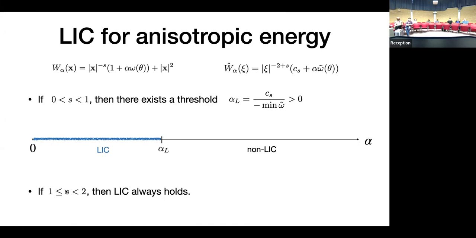And the case of s between 1 and 2 is somehow boring because we can show that the LIC property always holds in this case. So you always have a unique minimizer. Since it is boring, I will focus on the case s between 0 and 1 in the rest of the talk.